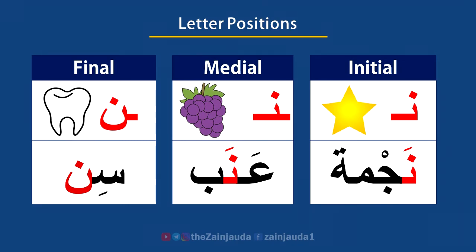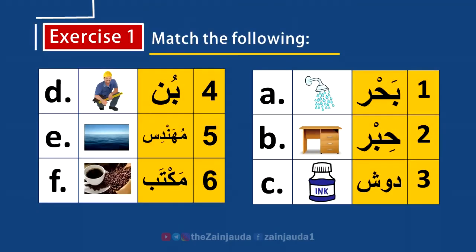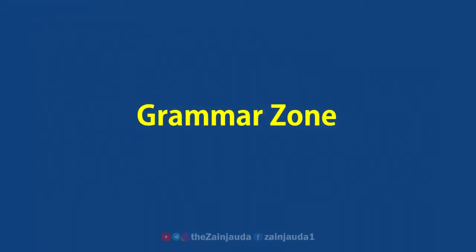Now notice the difference between the shape of Noon in the initial, medial, and final positions. Now let's see if you can remember these words. If you can, try to match the following keywords with the pictures. If you need to go back in the video to check out the words, no problem. Have a review of all the listening keywords and try to do this exercise. Please leave the answers in the comment bar.